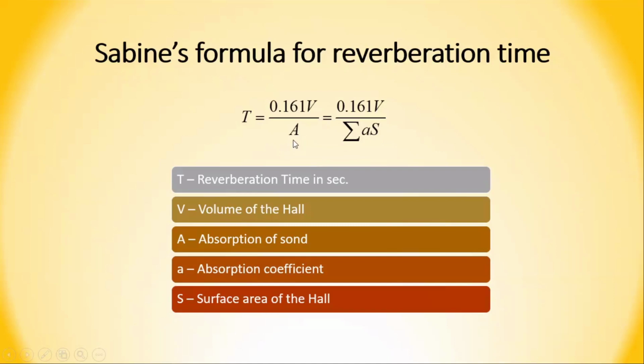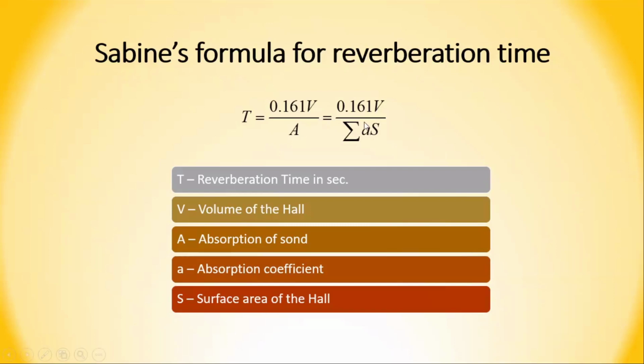Okay, I will explain, though the derivation is not there, why I have written sigma aS. What is a? Small a is the absorption coefficient. Different materials have different absorption coefficients. So small a is the absorption coefficient. S is the surface area. I'm not specifying that it is the surface area of the hall, it is the surface area of any material. This has to be small s, sigma aS, right?